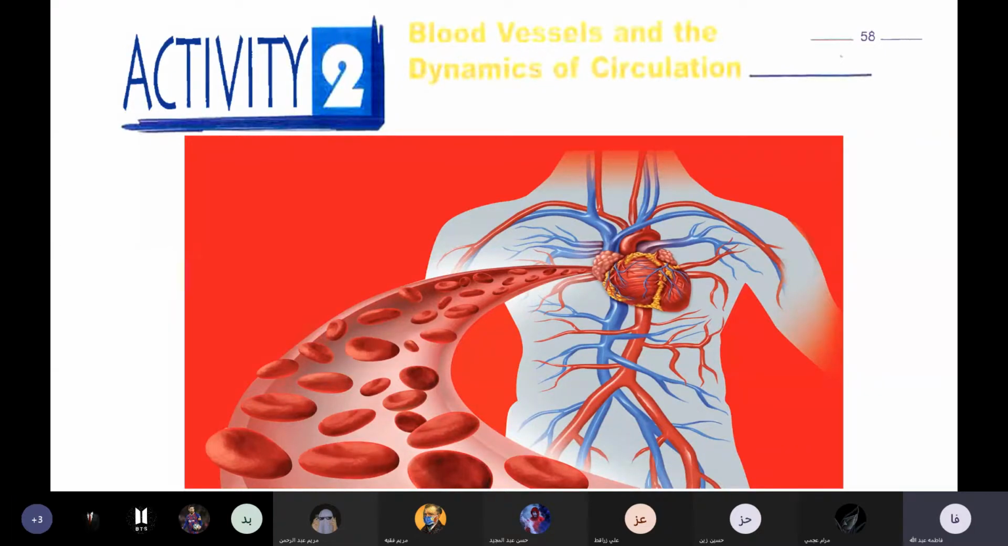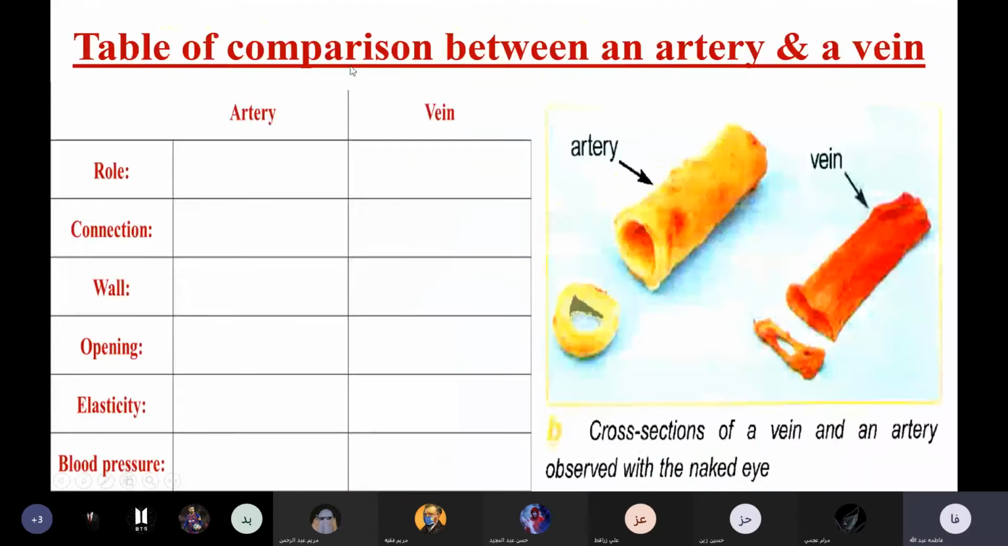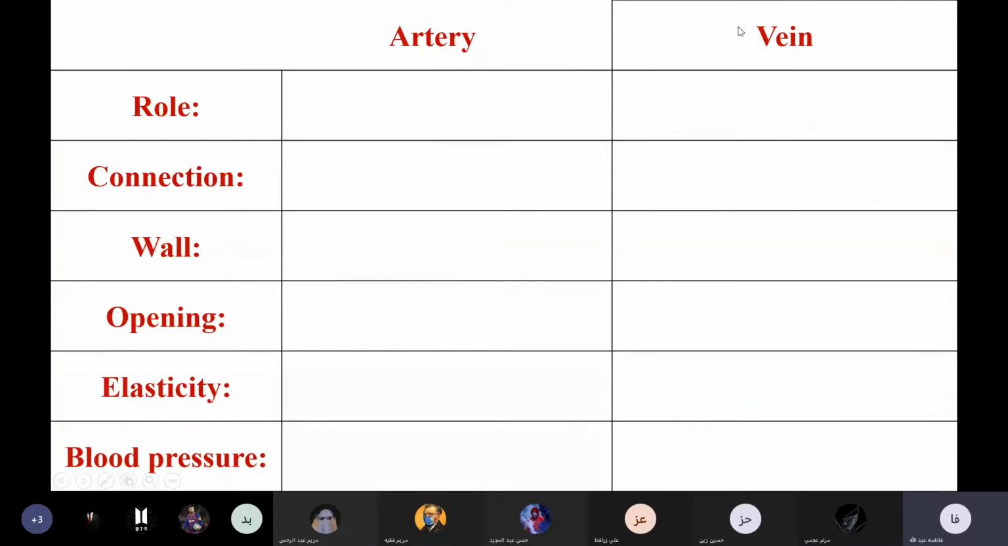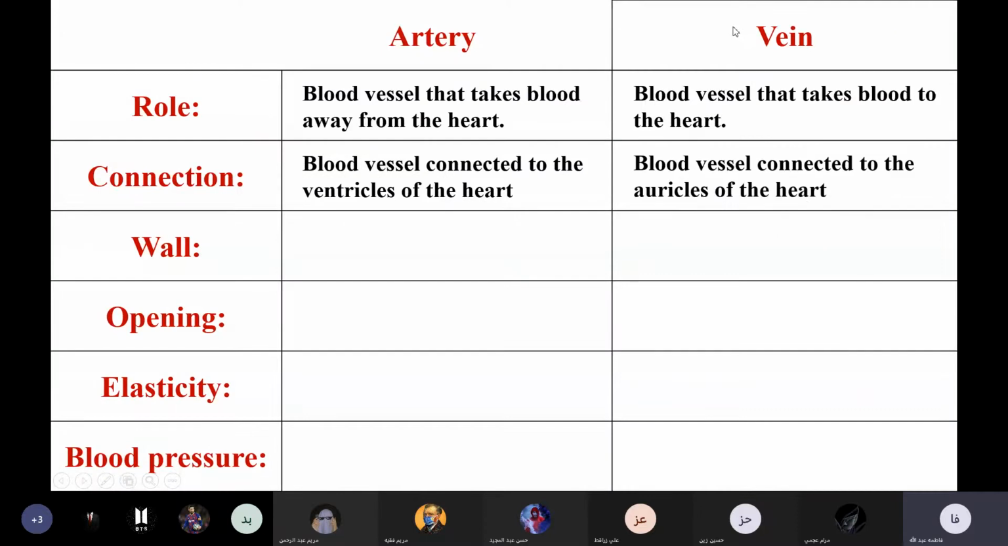Okay, I will give a quick overview before we solve the activity. Veins and arteries have different characteristics. For example, an artery's role is to take blood from the heart to outside, whereas the vein takes blood to the heart. When we say artery, we say that this vessel is connected to the ventricles, whereas the vein is connected to the auricle.